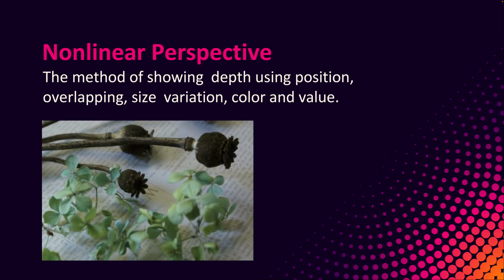It's basically a method of showing depth using position, overlapping, size variation, color, value, etc. So you're not using lines like linear perspective. A good example of linear would be drawing with one-point perspective, or a photograph of a city street where you're in the middle of the street and all the lines of the buildings are pointing towards one vanishing point. That will be linear perspective. You can also show perspective in a nonlinear way, like this, with these various methods.